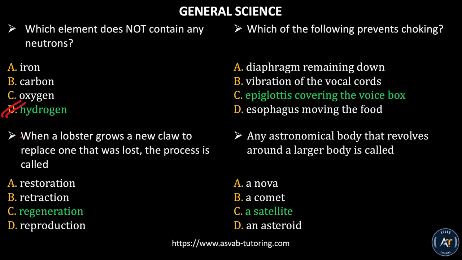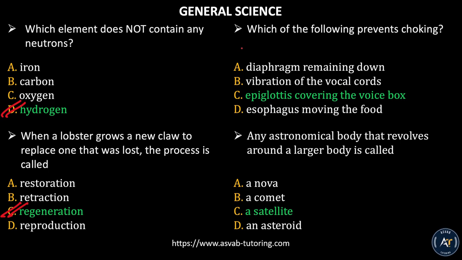Question number six. When a lobster grows a new claw to replace one that was lost, the process is called option A, restoration, option B, retraction, option C, regeneration, option D, reproduction. The correct answer is option C, regeneration. That means generating a new claw. That is called regeneration.